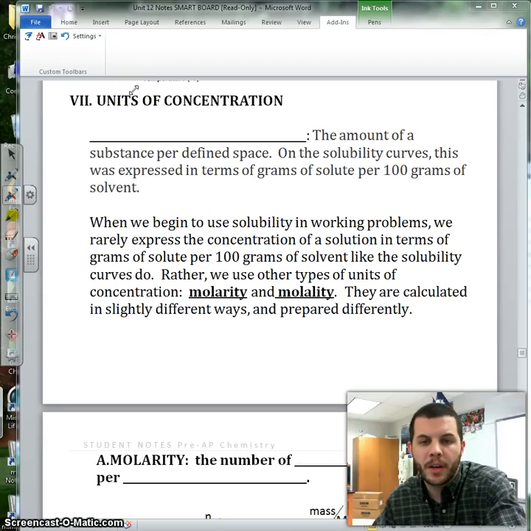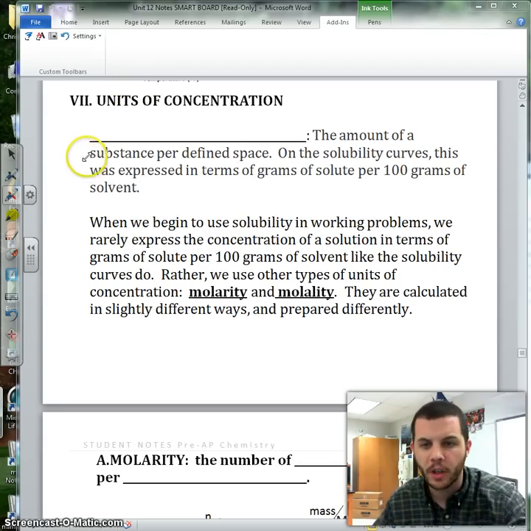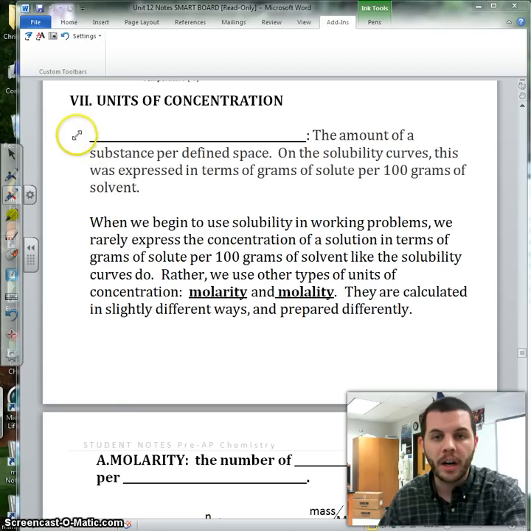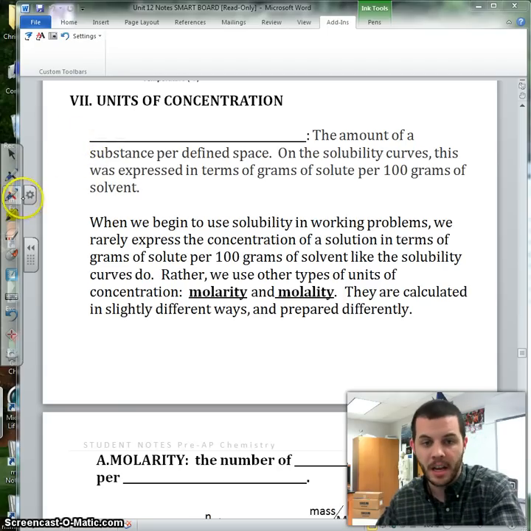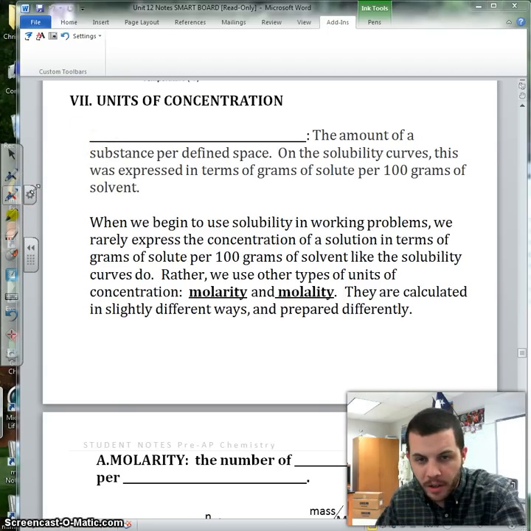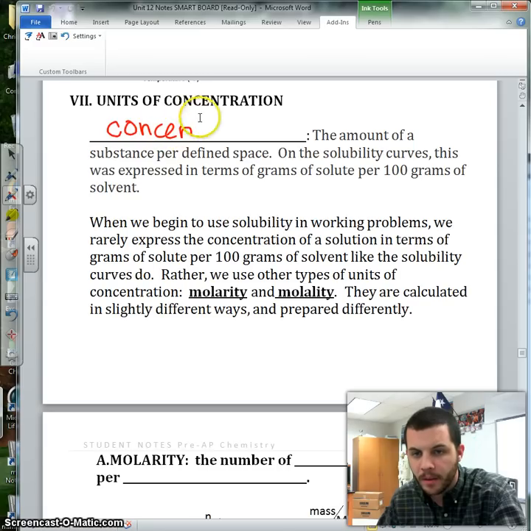Right, folks, welcome back. We're going to take a look at units of concentration now. Before we actually take a look at units, we need to understand what concentration actually is. So the first thing we're going to do is define the word concentration.